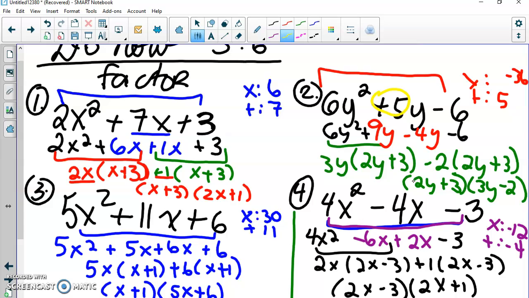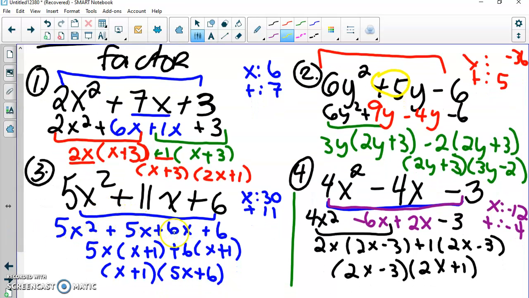Number 3, 2 numbers that multiply to get 5 times 6, which is 30, and add to get 11. That is in fact 5 and 6. It doesn't matter what order you have when you break up the middle number. However, I would say it's easier to group if you have the 5s together and the 6s together, so I chose to put 5 first. You'll still get the same answer, it's just a preference thing.